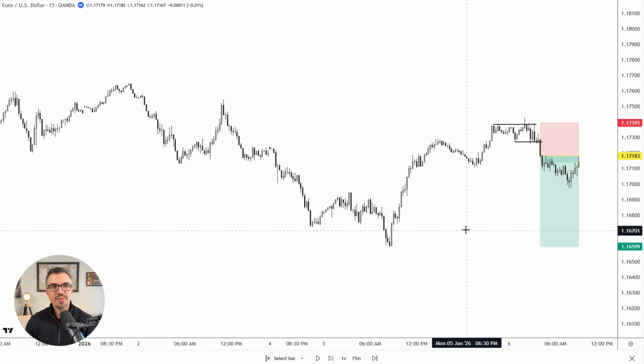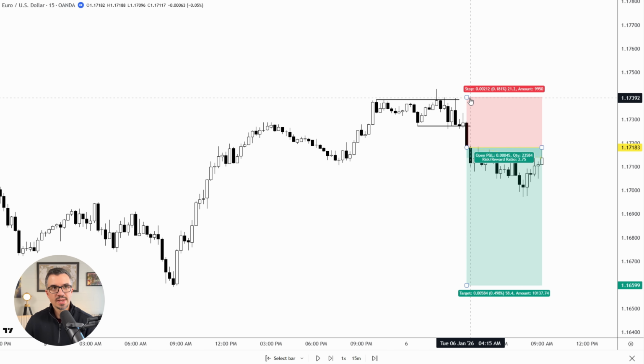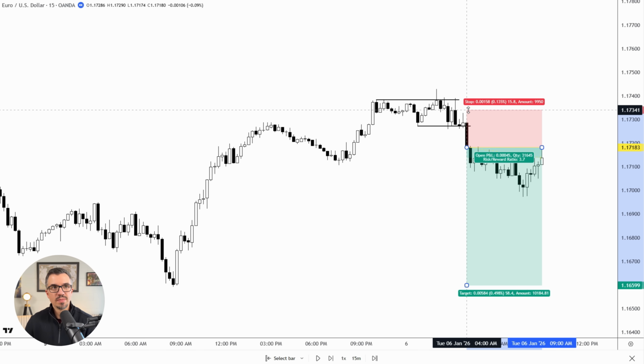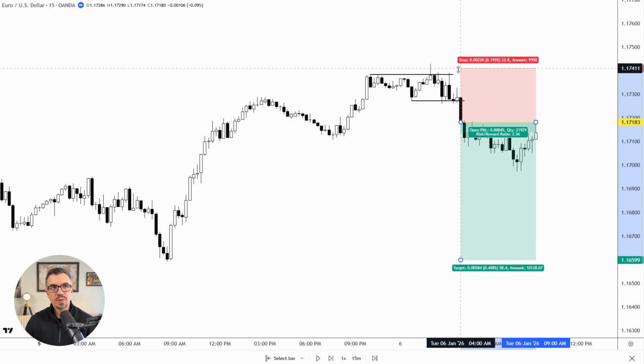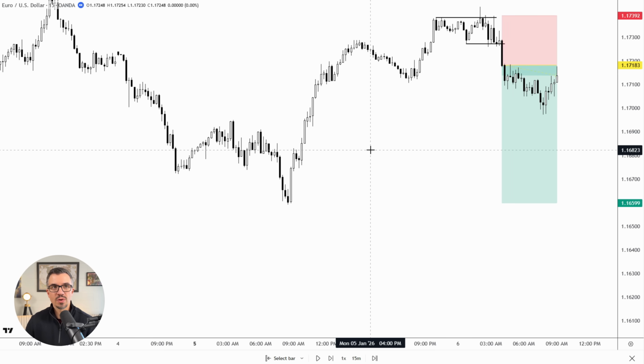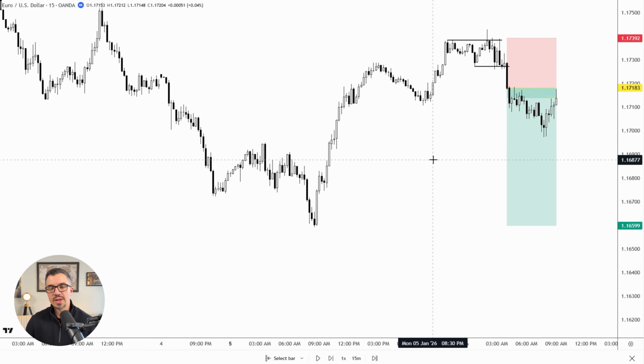Now, of course, if you play around with this and decide that something like this high over here is more acceptable for you, then that gives you a 3.7 R. In other words, your reward is 3.7 times your risk. But either way, whether you go more conservative up here or down here above the high, you're still looking at a favorable risk reward. It's still right around 3R, or 3 times your risk.